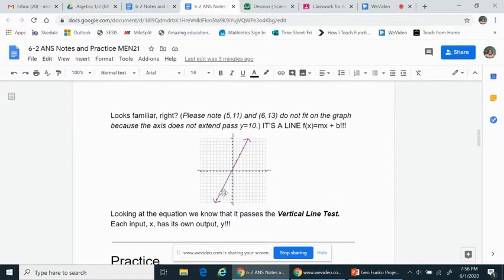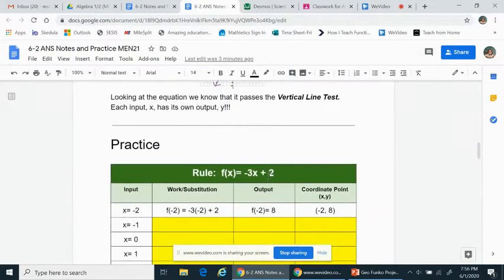Here's me connecting all the dots. And it would in fact pass the vertical line test because any vertical line I do along this would in fact only cross through our line once. So it is a function. So now let's look into the practice.